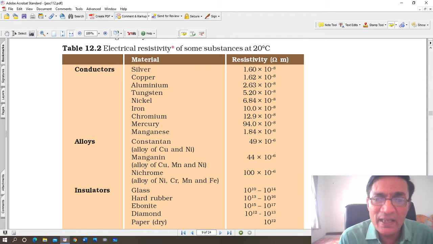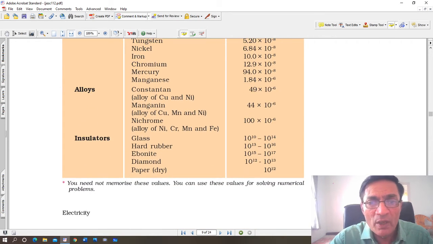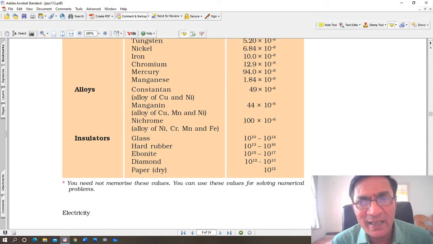All right, then alloys, which are mixtures of metals. Constantan is an alloy of copper and nickel. Manganin is an alloy of copper, manganese and nickel, and then nichrome, which is an alloy of nickel and chromium, and a little bit of manganese and iron are added to it.